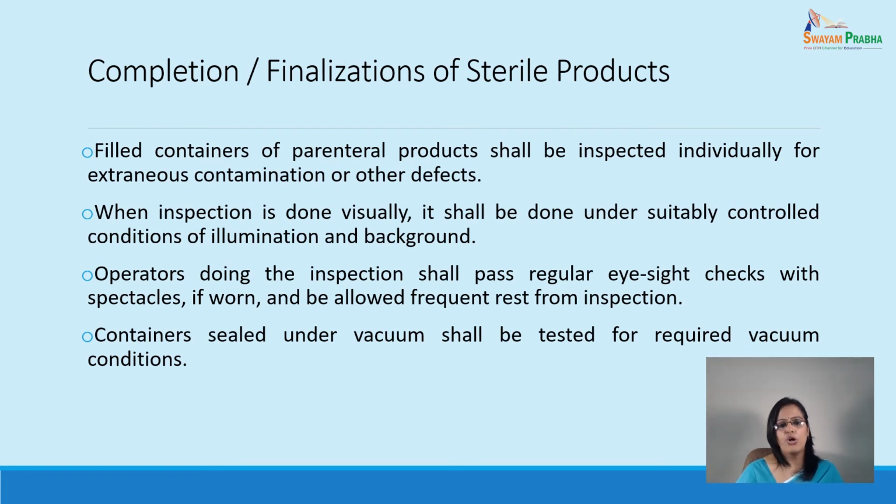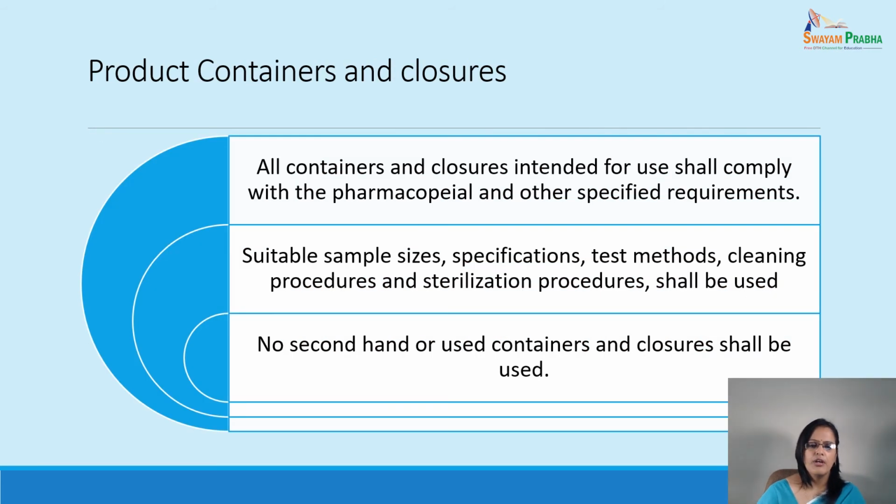Filled containers of parenteral products shall be inspected individually for extraneous contamination or other defects. When inspection is done visually, it shall be done under suitably controlled conditions of illumination and background. Containers sealed under vacuum shall be tested for the required vacuum conditions. Now, product containers and closures. All the containers and closures intended for use shall comply with the pharmacopoeial and other special requirements.